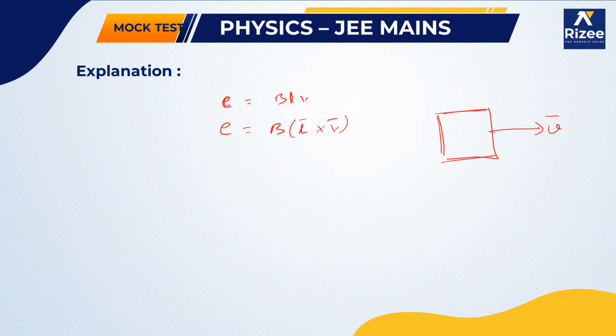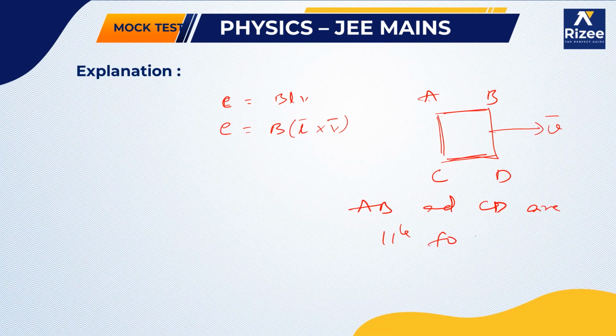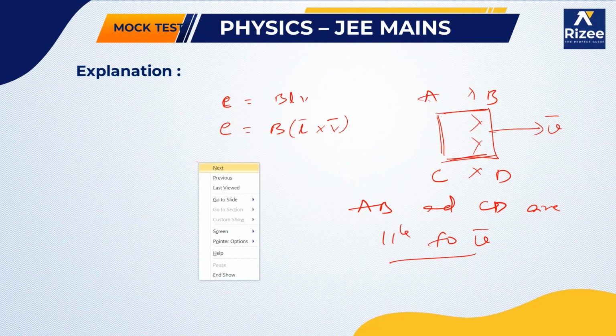Suppose this is A, this is B, this is C, and this one is D. For these lengths, AB and CD, these two are parallel to velocity V bar, so induced EMF will not be induced along AB and CD. Moreover, BD is outside the magnetic field, since the magnetic field is confined up to this particular point. So the only leftover conductor is AC.